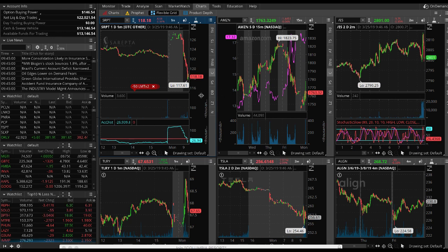It looks like somebody was biting right here on this trade, but overall, it's just there.